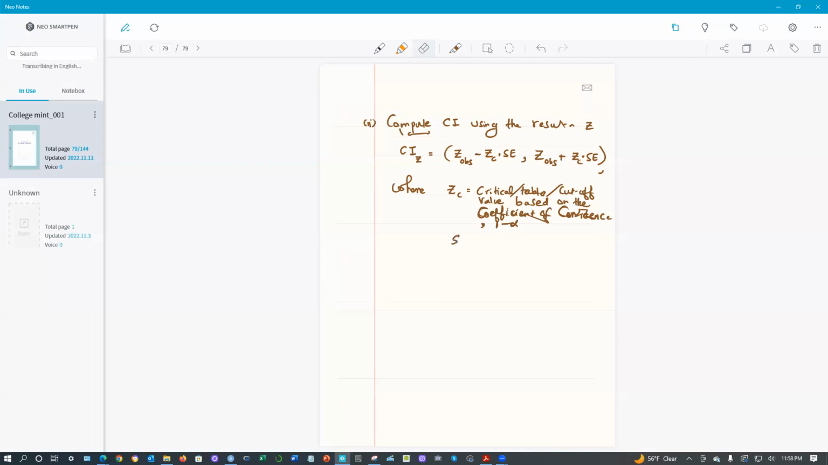SE, standard error, which in this case is nothing but 1 over the square root of n minus 3. This n is the number of pairs, which in our case is 569. You know the critical value, you know the absolute value, so you can easily compute that.